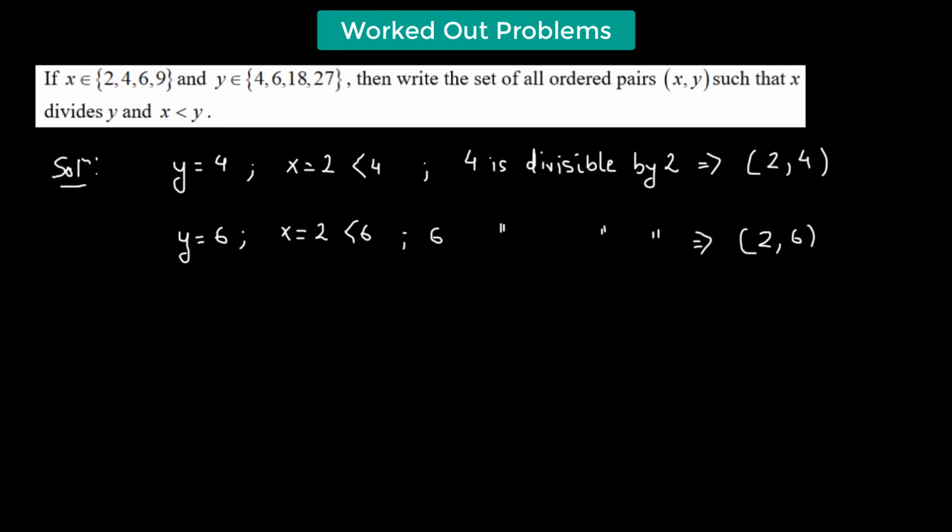Now for the same y equals 6, we cannot consider x equals 4. Even though it satisfies the first condition that x is less than y, because 4 is less than 6, 6 is not divisible by 4. So we cannot consider x equals 4. When we come to x equals 6, the first condition itself is not fulfilled, as 6 is not less than 6. So we move on to the next number, which is y equals 18.